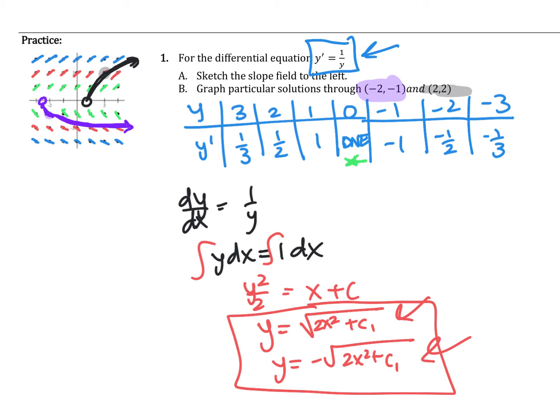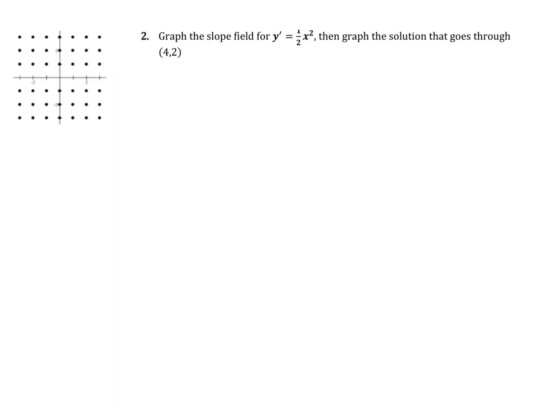Okay, we're going to sketch one more differential equation together, and then we're going to look at one that's already been created. All right, before we jump in, I'm going to have you change number 2. This should say sketch the particular solution through the point 2, 2, since the point that was already there is not actually going to be in our slope field. So graph the slope field for y prime equals 1/2 x squared.